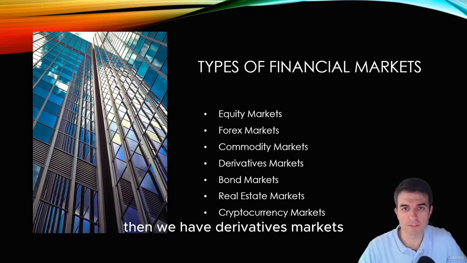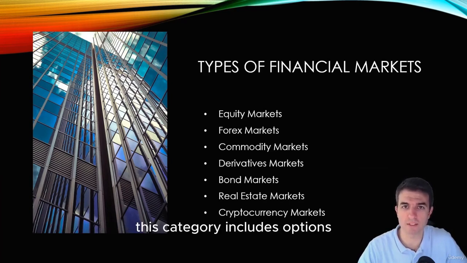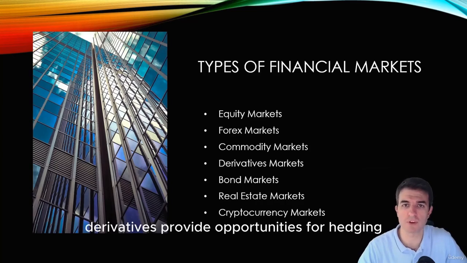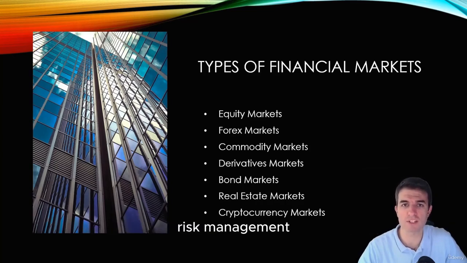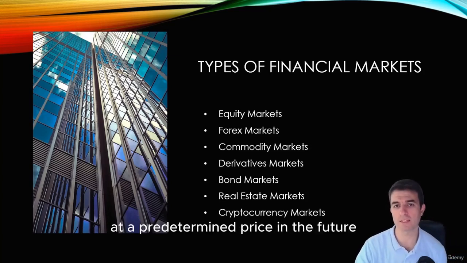Then we have derivatives markets. They offer instruments whose value is derived from an underlying asset. This category includes options, futures, swaps, and more. Derivatives provide opportunities for hedging, risk management, and speculation. Options, for instance, allow traders to buy the right, but not the obligation, just the right, to purchase or sell an asset at a predetermined price in the future.